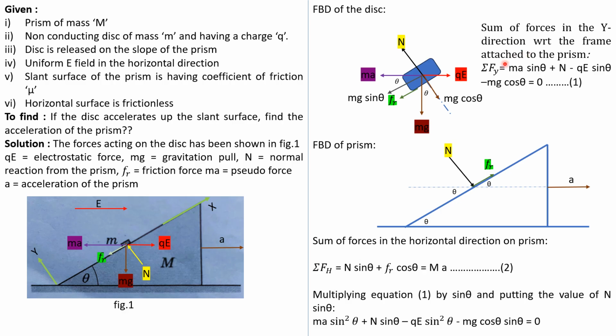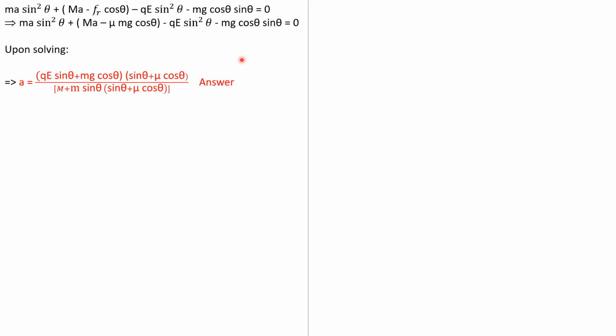If we multiply equation number 1 by sin theta and put the value of N sin theta from equation number 2, we will be getting this equation. Upon solving, we will be getting acceleration as this, and this will be your answer.